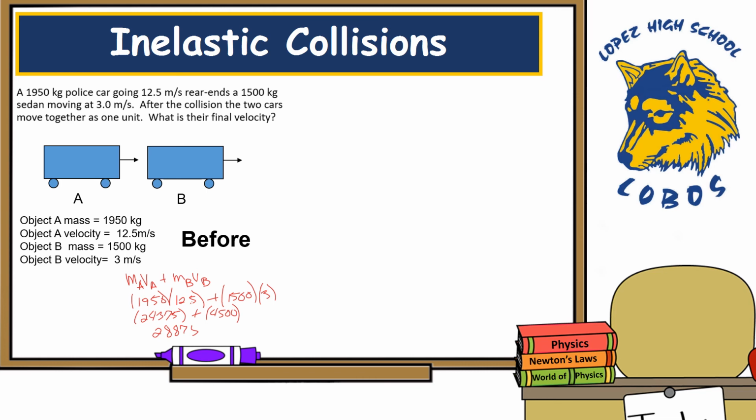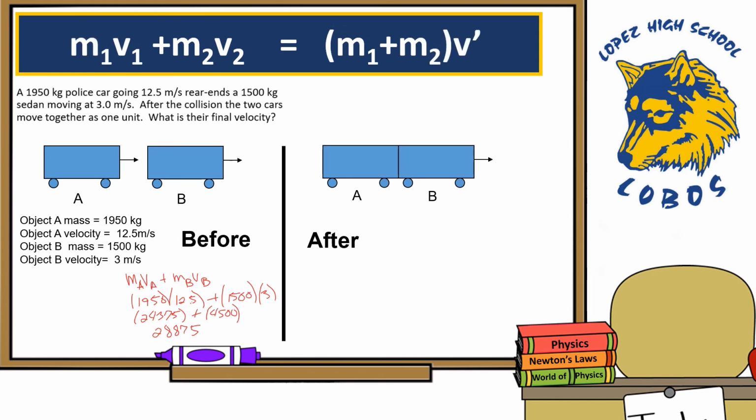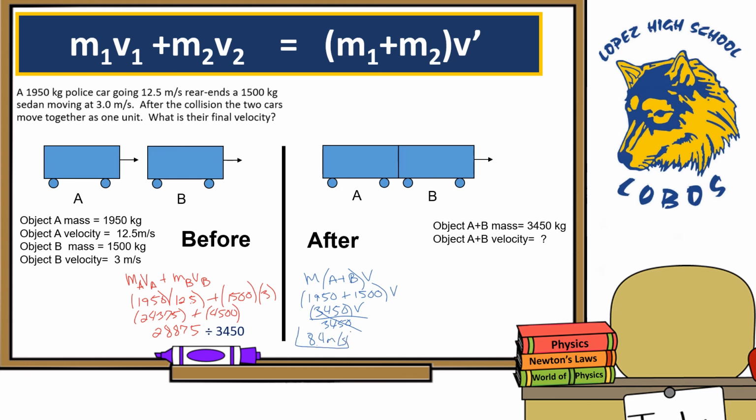Okay, let's see what we know about after the collision. Well, we know that the police car and the sedan got stuck to each other after the collision. We can now see these two objects as one, which will now be called object A plus B, meaning that the new mass would be 3,450 kilograms, which is basically the sum of both cars. And we now want to know what is their new velocity as one object after the collision. Since we're trying to solve for this new velocity, we must divide by 3,450 on both sides of the equation, giving us a final velocity of 8.4 meters per second.